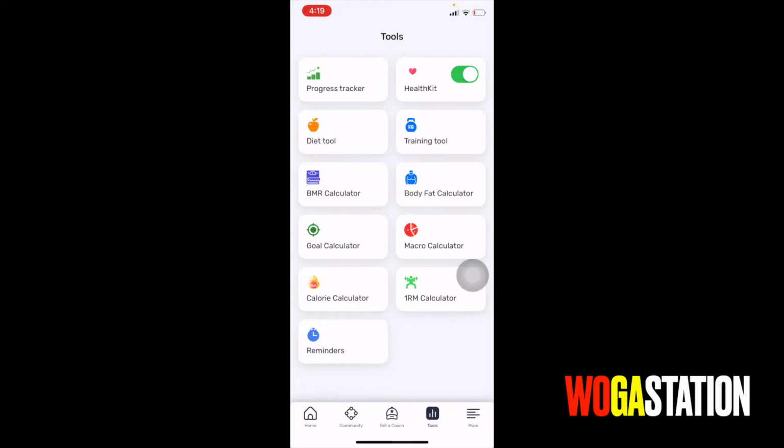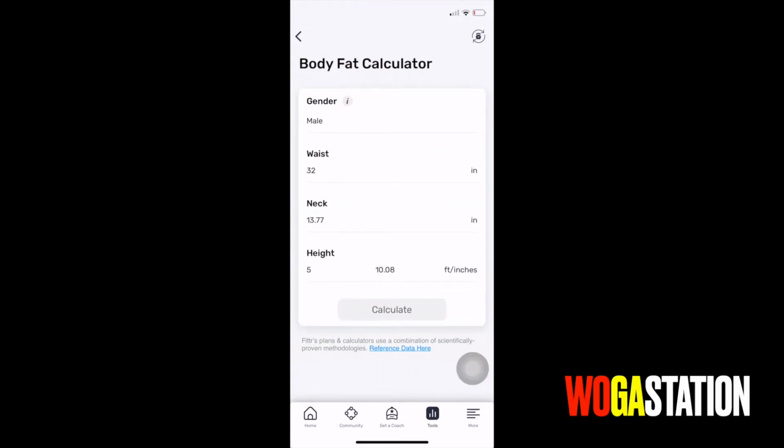the body fat calculator, because once we have done that, this will help us to know our BMR, which is the basal metabolic rate. That means the amount of calories that you'll require when your body is resting, and after that we can get into the diet tool or the macro calculator to know more. So let's get started with this.